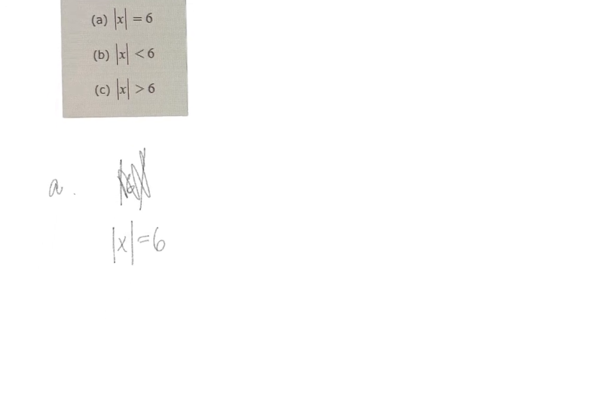So for part A, absolute value of x equals 6. To get rid of that absolute value, just get rid of it. Write down what is on the inside of it twice and say equal to 6, and then change the sign. So that's the answer to A. That's great.